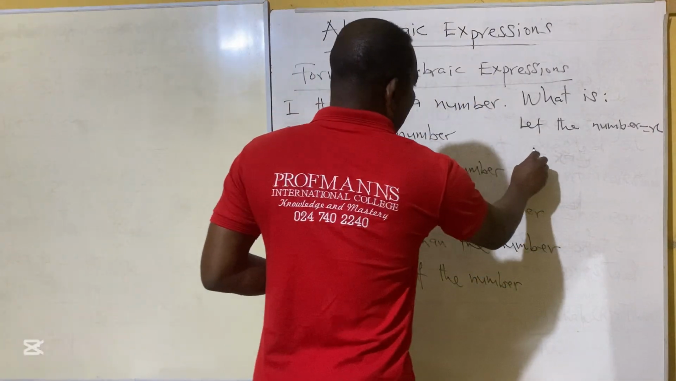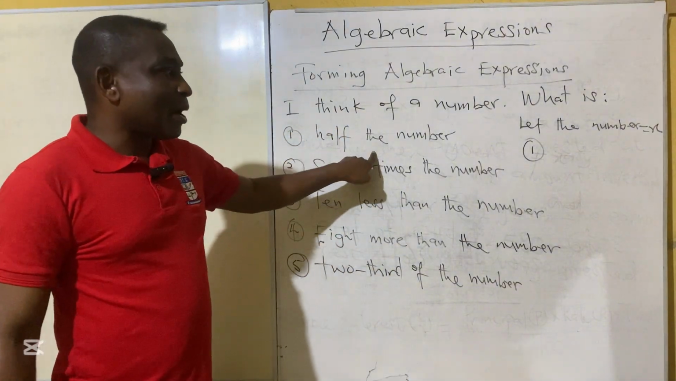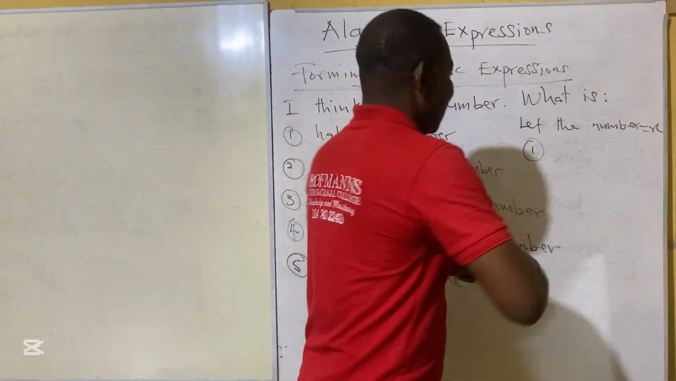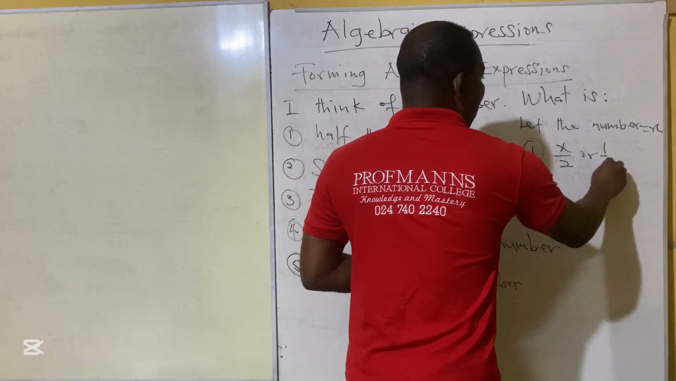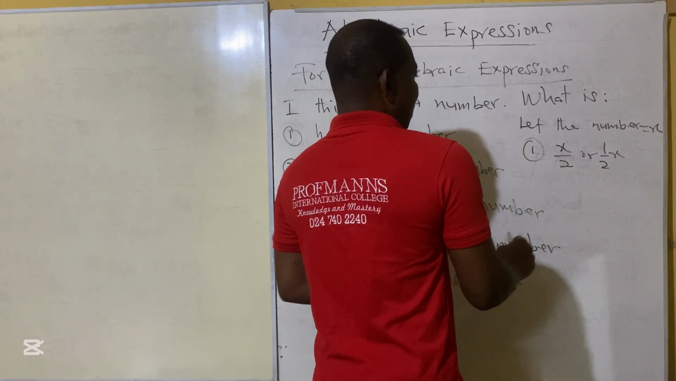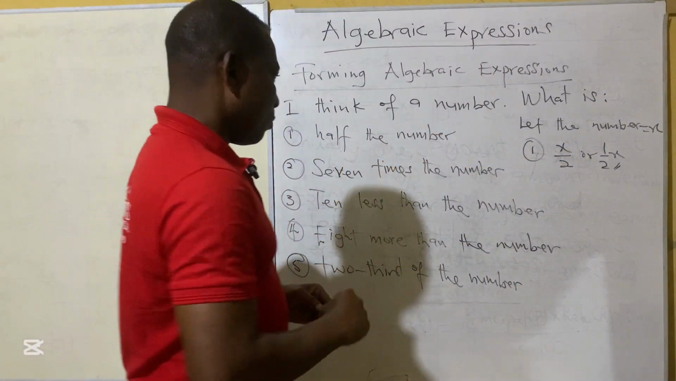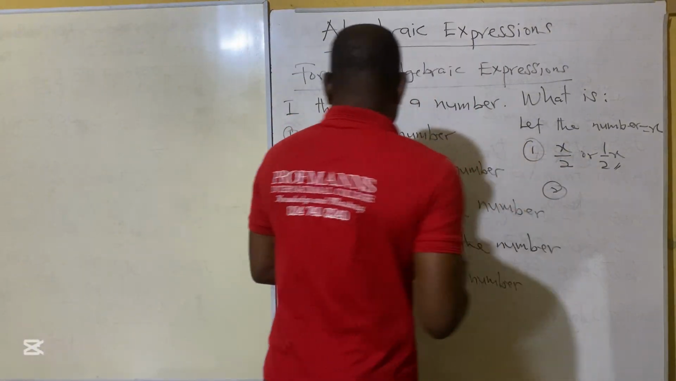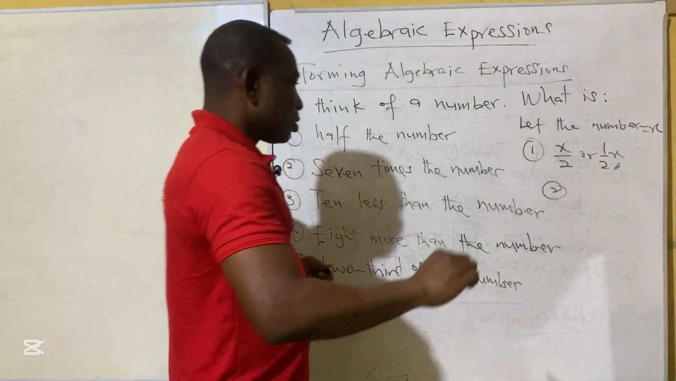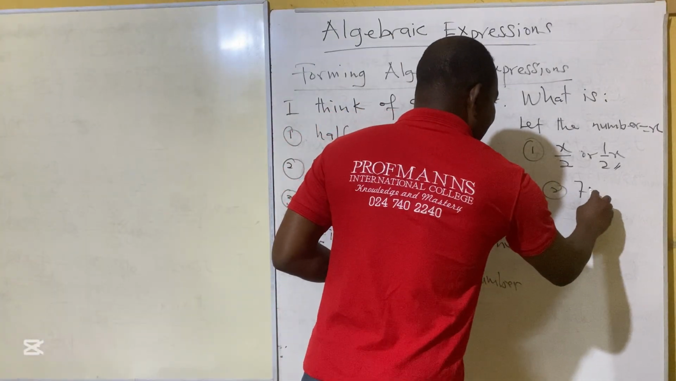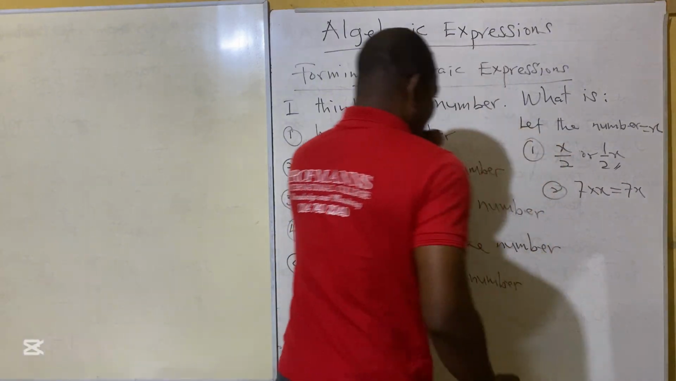So let's tackle the first one, which is number 1. We are told half the number. So half the number x is either written x over 2, or we say 1 over 2 times x. Let's look at the second one, number 2. It says 7 times the number. So 7 times the number is 7 times x, which is equal to 7x.